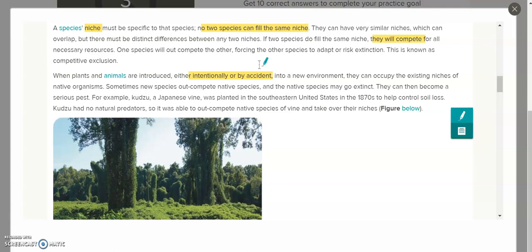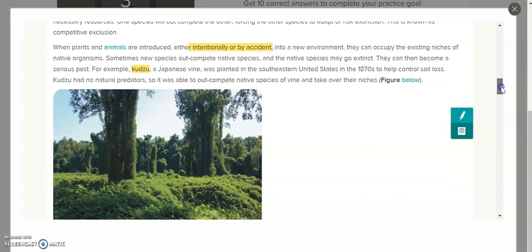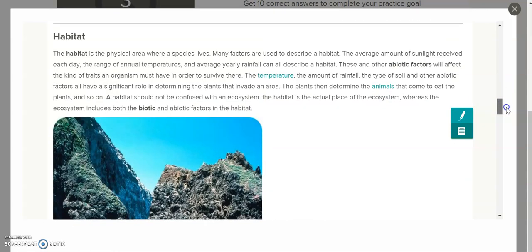But they can occupy existing niches of native organisms. So we talked about in our quiz what happens when you introduce a foreign substance to an already established ecosystem. There's going to be competition. So that's basically all this is saying. Yeah, here, look, kudzu. And it controls soil loss. It's now completely out of control. And it overgrows everything.